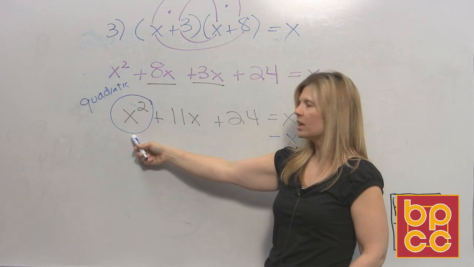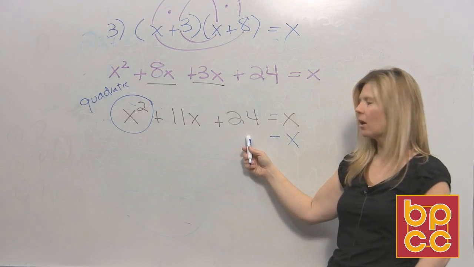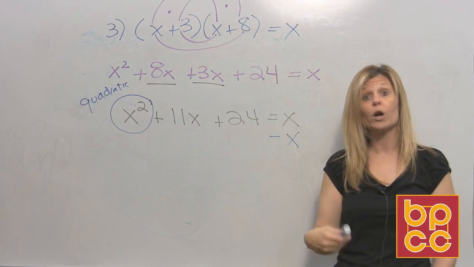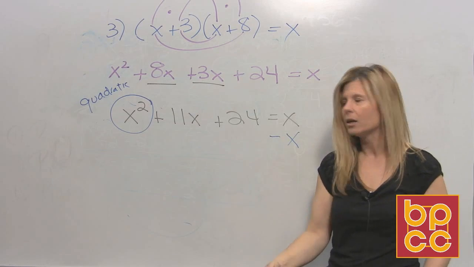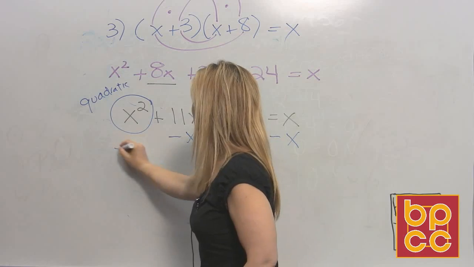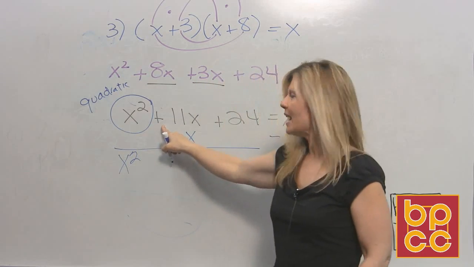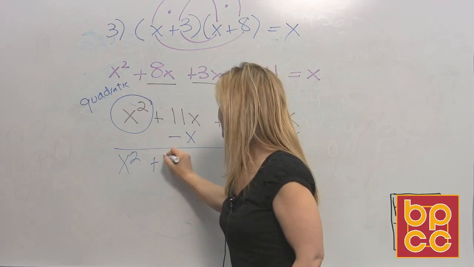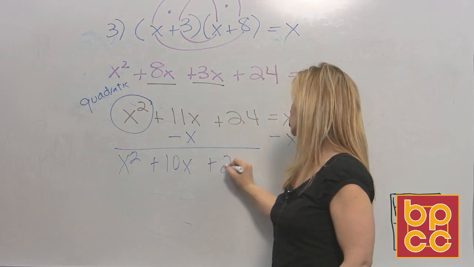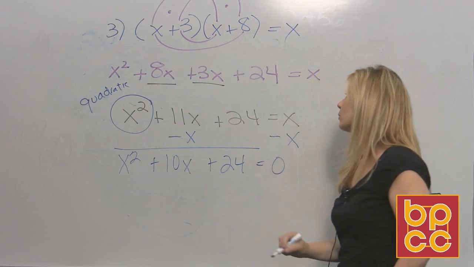Are we going to put it underneath the x squared? Are we going to put it underneath the 24? No, we're going to put it underneath what's alike. Because in add and subtract, you have to put together like terms. So we bring down the x squared. 11x minus 1x is 10x plus 24 equals 0.